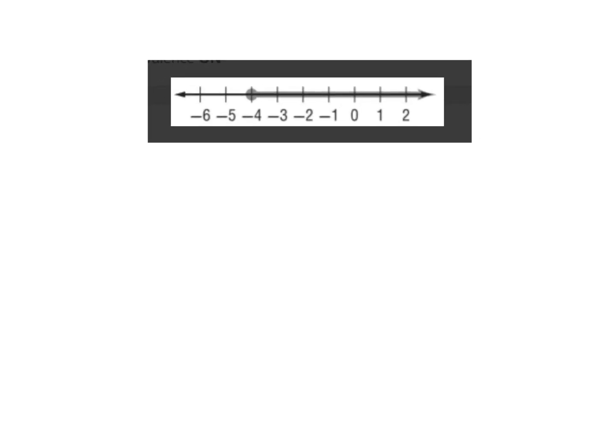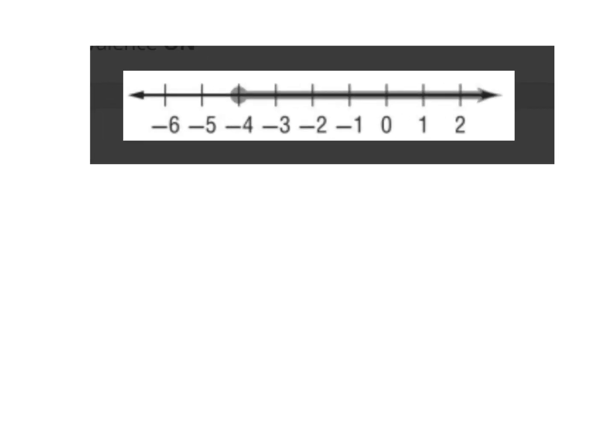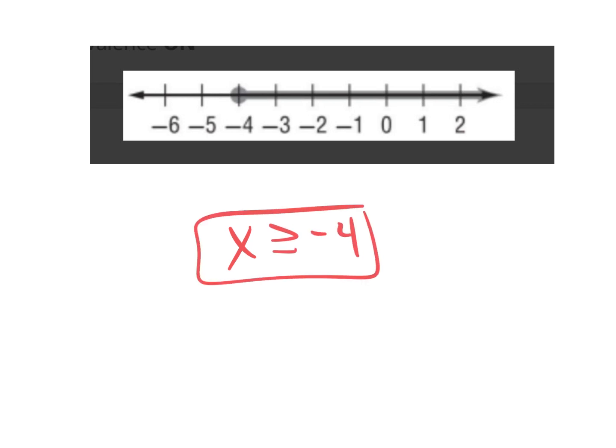Here's another one. What do you guys say? What inequality is that one? X greater than or equal to -4. Okay, cool.